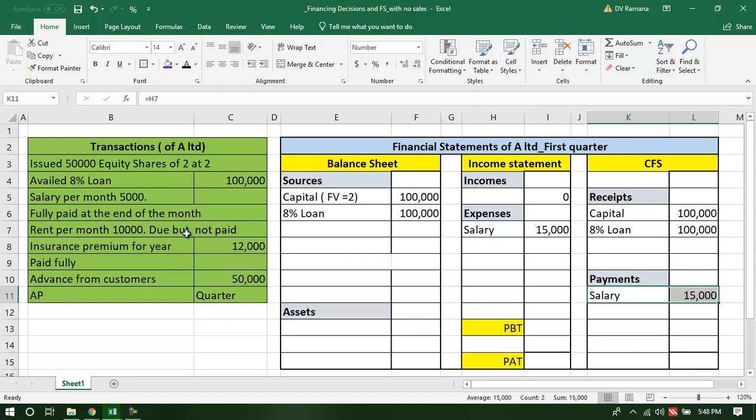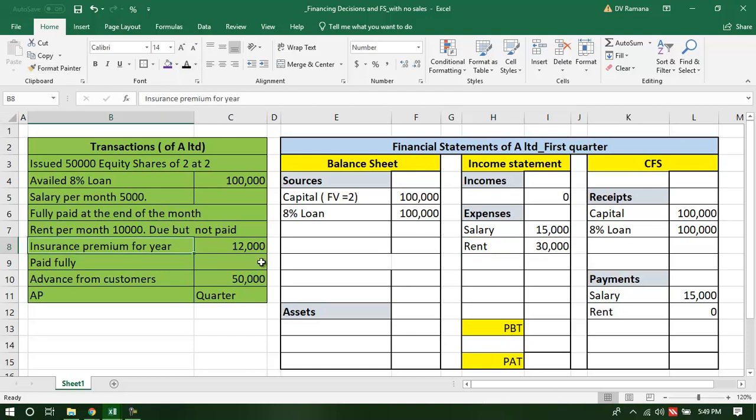Rent per month is 10,000, but it is due but not paid. So therefore rent is an expense, but we have not paid. Even if it is not paid, we have to show that as an expense because of the accrual concept. And since this is the quarter, it is 30,000, which is equal to 10,000 into 3.